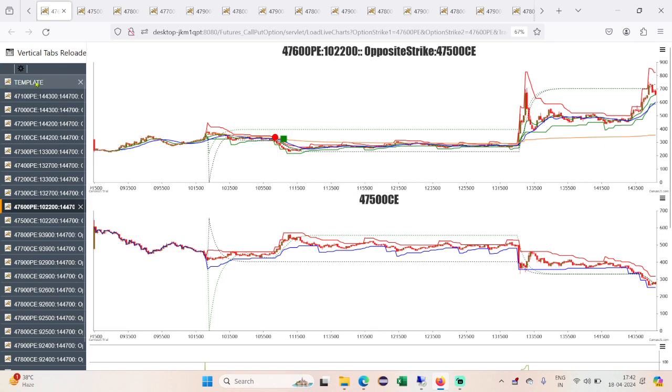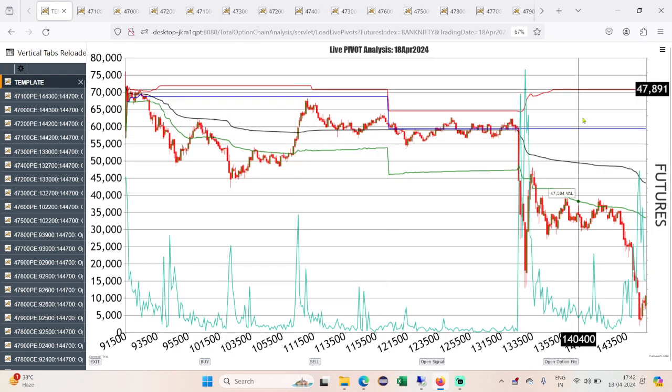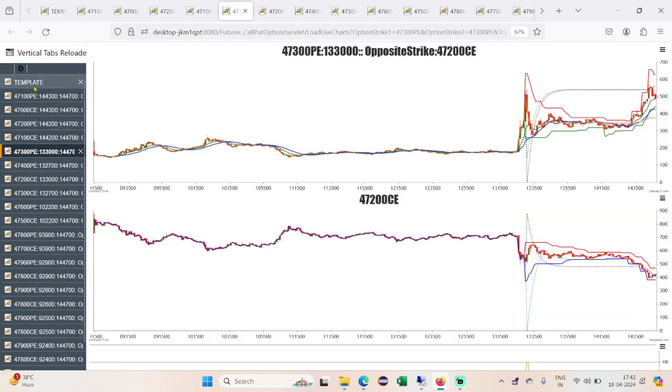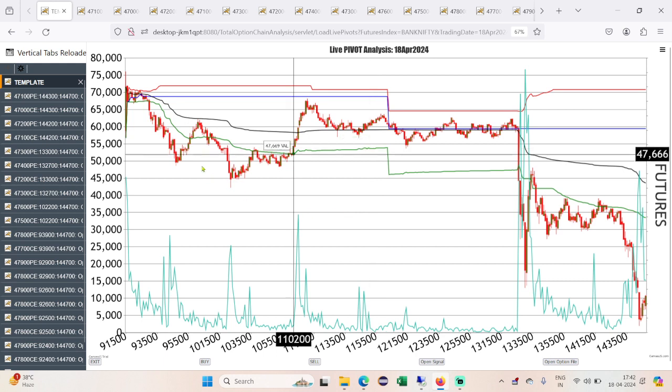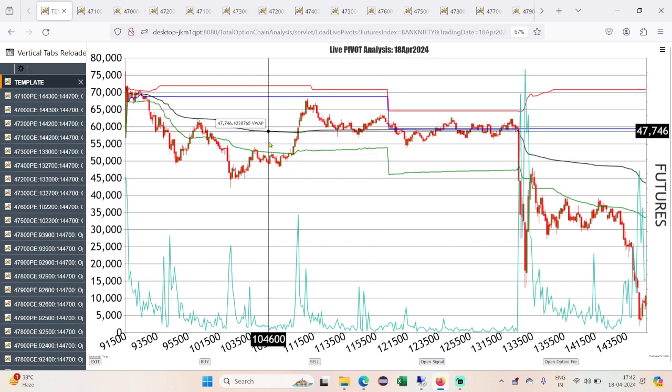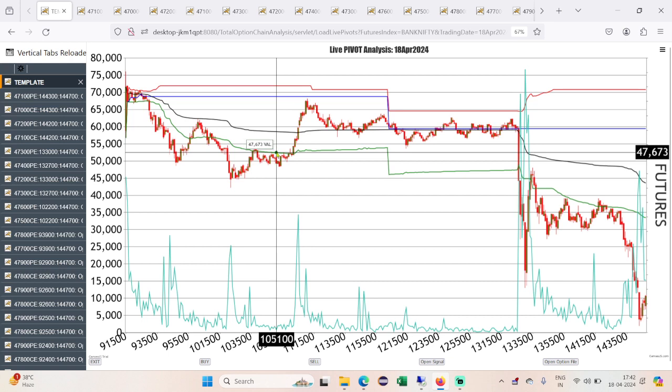Okay, as I said, this is a Bank Nifty futures chart. This is a 1 minute. All these charts are 1 minute interval charts only. Okay, and these lines are also displayed for visual purposes only, but they actually help the trader to know the direction of the market.